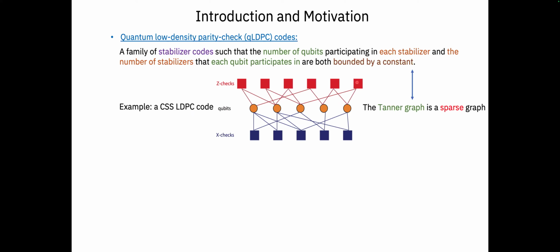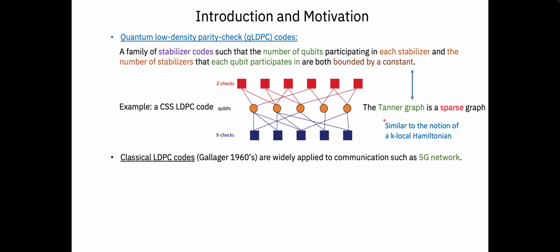The LDPC code condition is equivalent to saying that the corresponding Tanner graph has to be a sparse graph, with bounded degree on the vertices. And this definition is basically similar to the notion of a k-local Hamiltonian, where you don't impose geometric locality, but just that the interaction terms need to be bounded by some constant k.